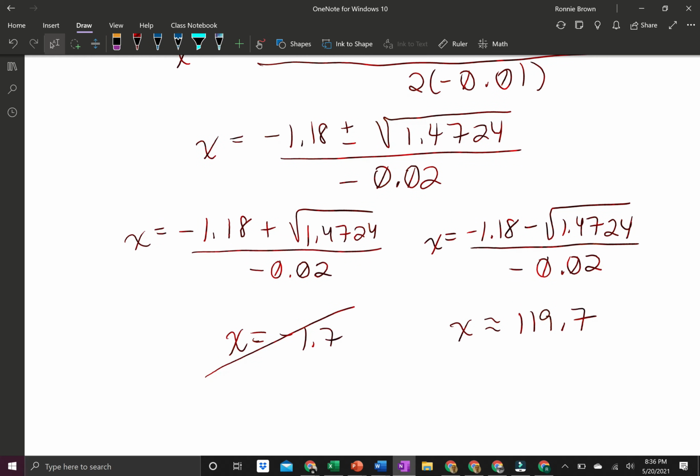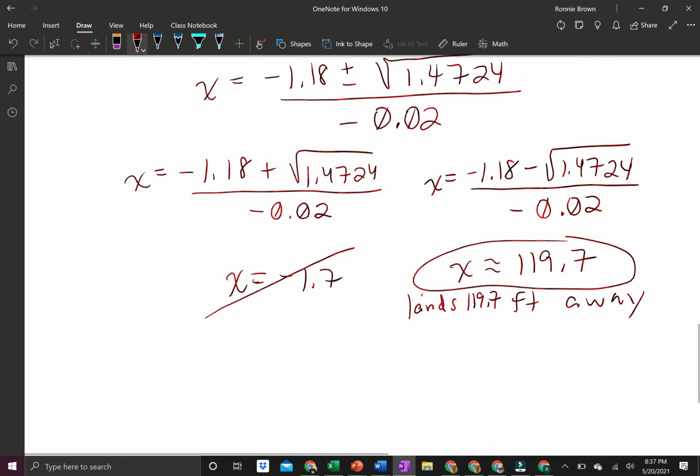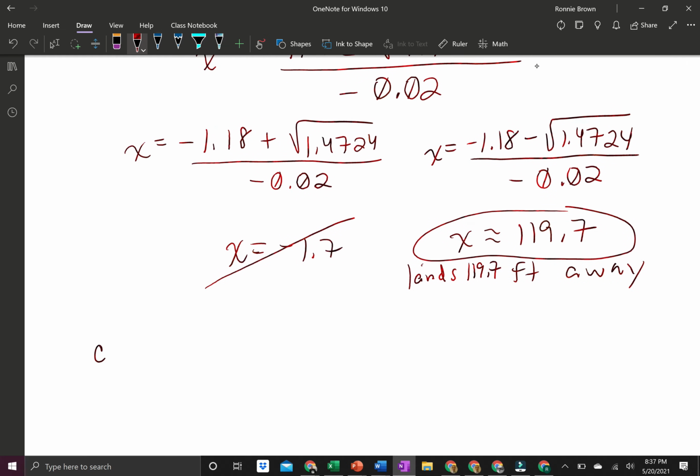All right, so I'm going to go ahead and reject this negative value because that's giving me a negative distance. So my distance will be 119.7 feet away. So this lands 119.7 feet away from where the person first kicked the soccer ball. So 119.7 feet downfield.